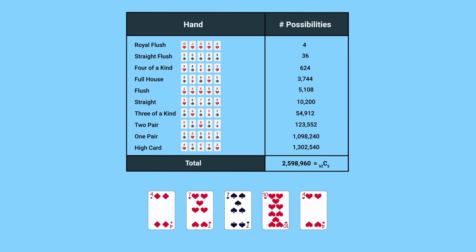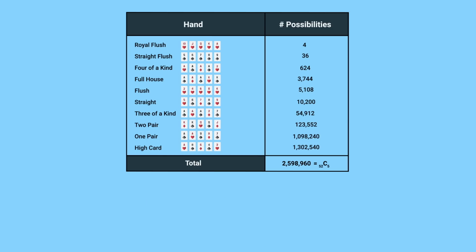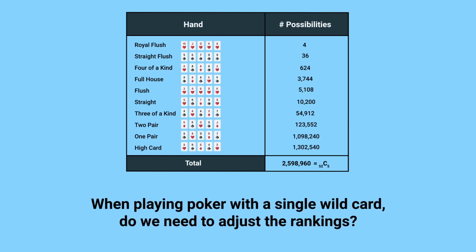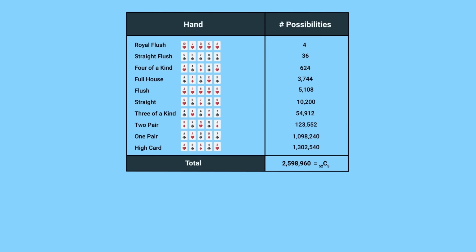Now here's the fun question. When playing poker with a single wild card, do we need to adjust the rankings, such that they are still ordered by probability? As in, by introducing a wild card, is it possible that now getting, I don't know, like a flush is actually less likely than a full house, and thus should be ranked higher? Or whatever, do we need to reorder this list?